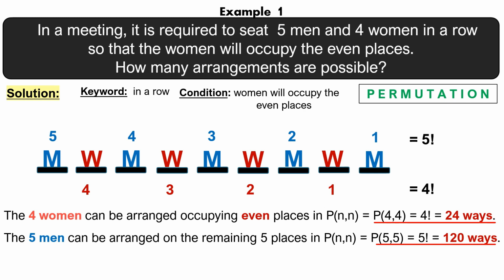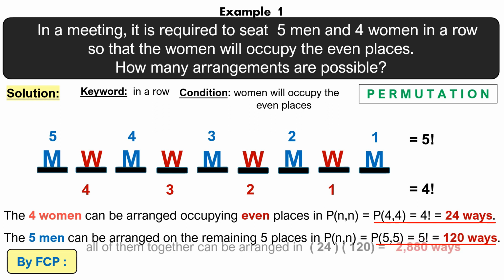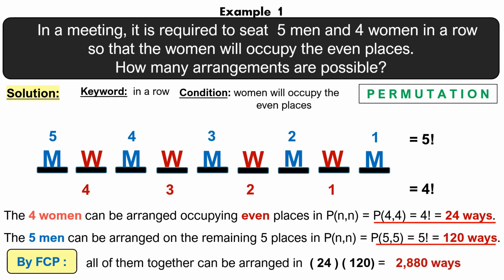And then, let us combine them using multiplication principle. 24 times 120 is equal to 2,880 ways arrangement of 5 men and 4 women occupying even places.